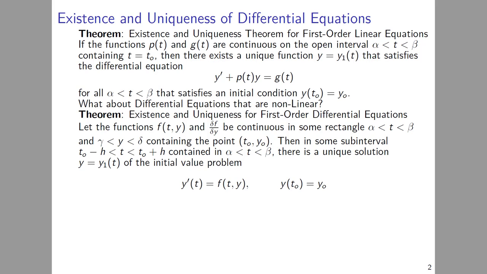The existence and uniqueness theorem for first-order differential equations says that for a differential equation y prime equals f of t and y, where f of t y and the partial of f with respect to y are continuous on some rectangle for t values between alpha and beta and y values between gamma and delta, containing our initial point t naught, y naught, then for some subinterval t between t naught minus h to t naught plus h, contained in that continuous interval t between alpha and beta, there is a unique solution y equals y1 of t to the initial value problem y prime of t equals f of t y, with y of t naught equal to y naught.